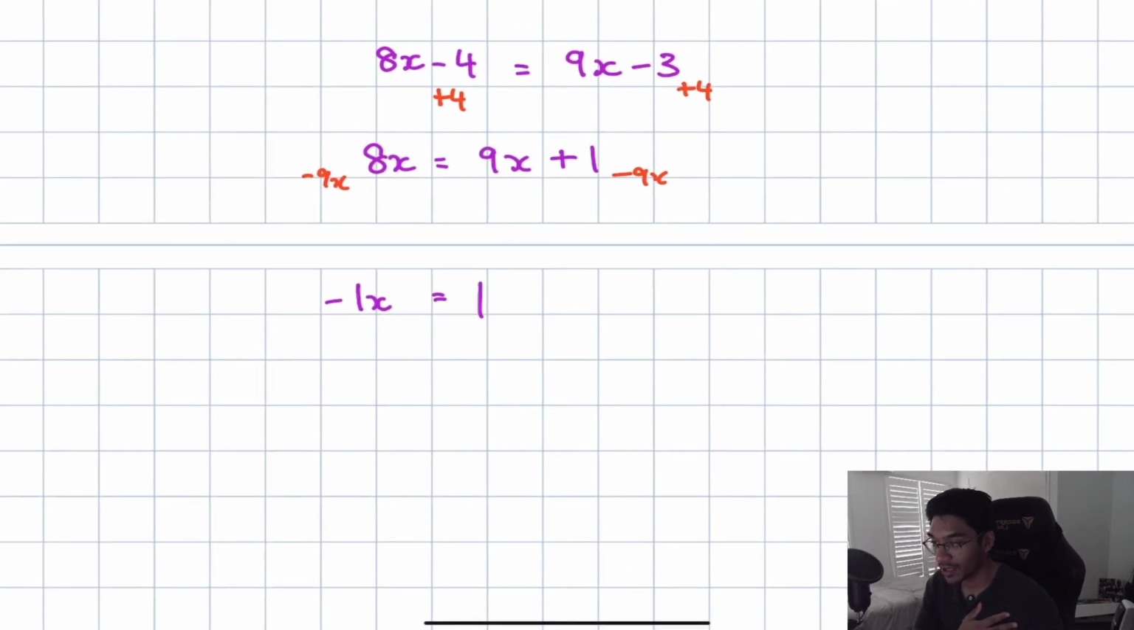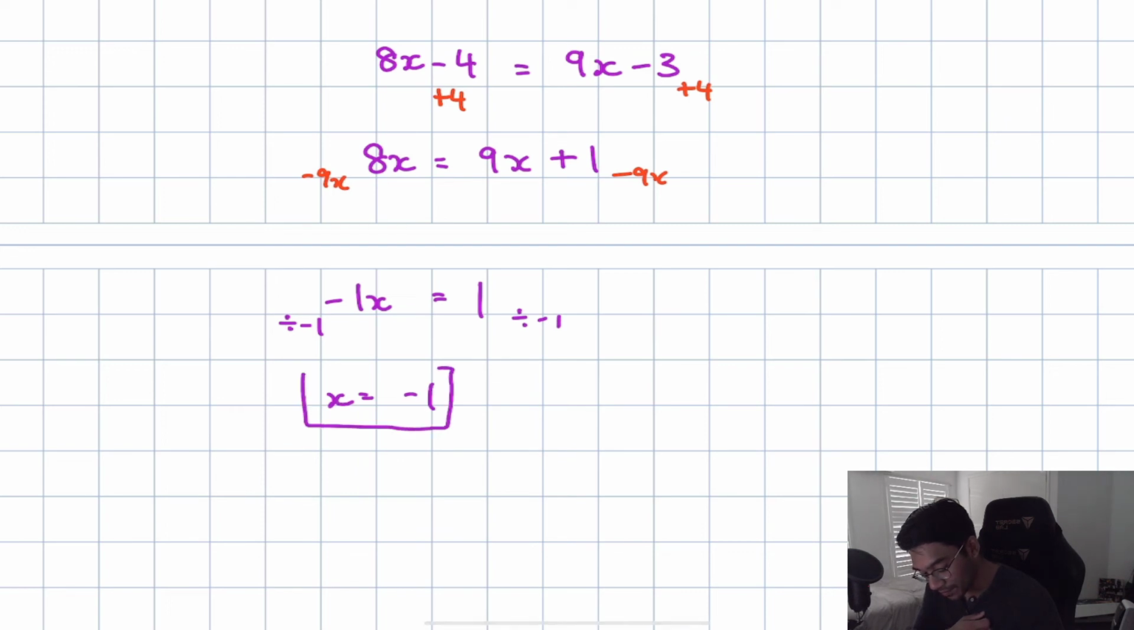Now, negative 1x times x, the opposite of that is dividing by negative 1. So divide both sides by negative 1, and I get x is equal to negative 1. And this will be my answer.